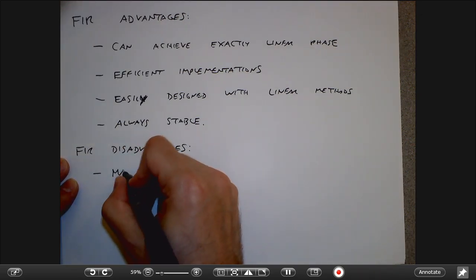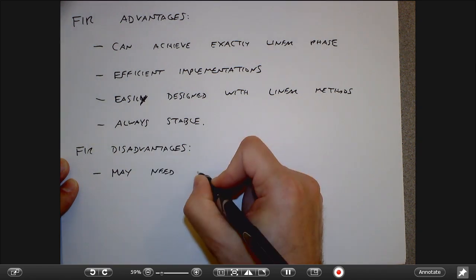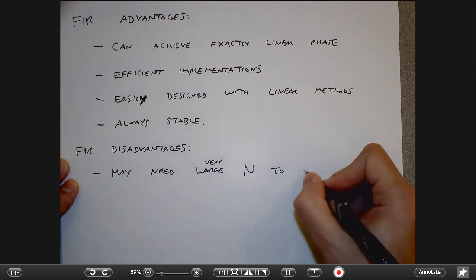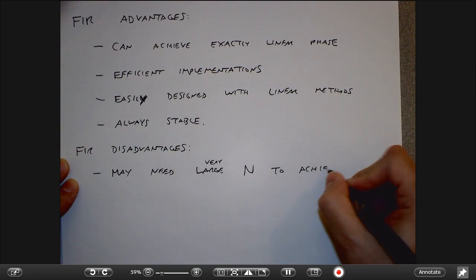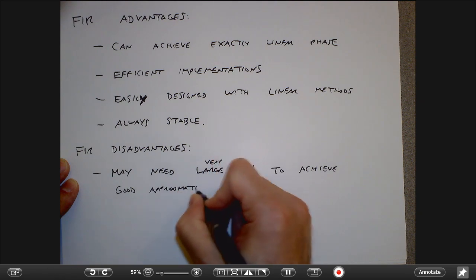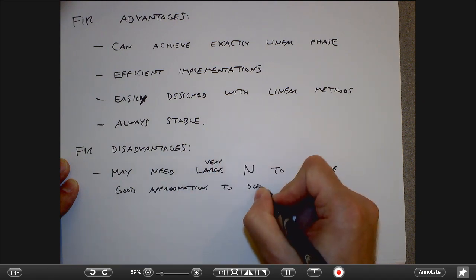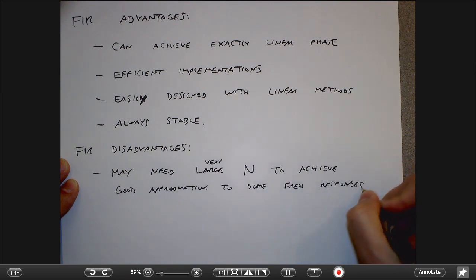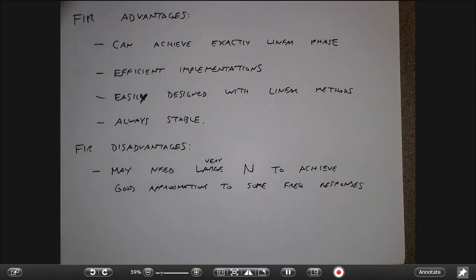On the downside, I may need to have a very long filter. I may need to have a very large N to achieve good approximations to some frequency responses, right? So you kind of saw just now that if I was really trying to get that transition band to be very steep for that Equiripple filter, I kept on cranking up the number of taps, and I still wasn't very happy with the ripple that I saw inside the passband and the stopband.